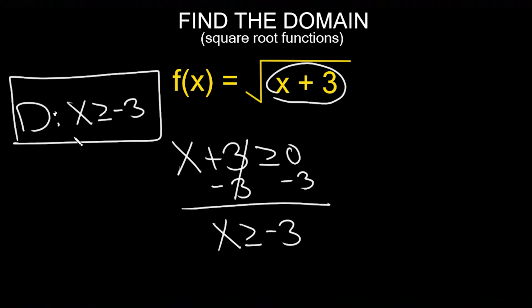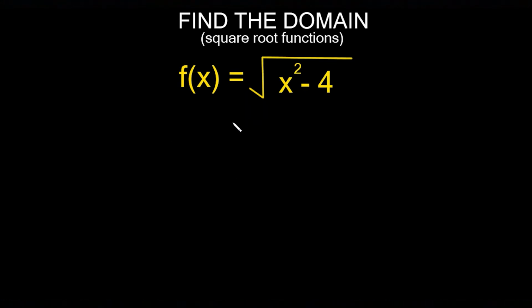Let's go ahead and try another example. And in this next example, you're going to be dealing with a quadratic underneath a square root. So here's our next example. You can see that I have a quadratic underneath my square root, but we're going to do the same exact thing. We're going to take our radicand, which is x squared minus 4, and we're going to write an inequality stating that it has to be greater than or equal to 0.